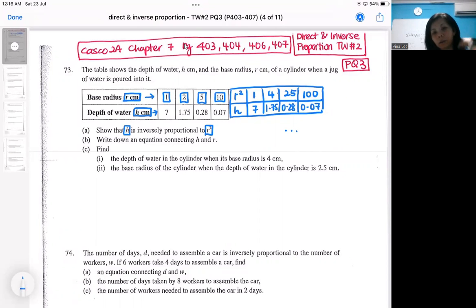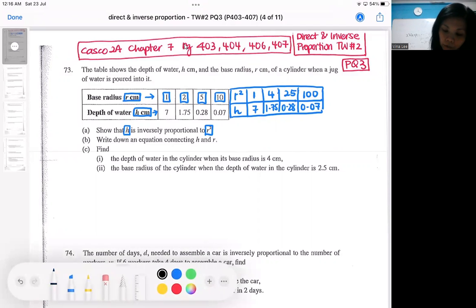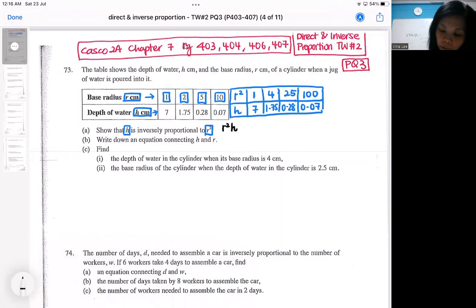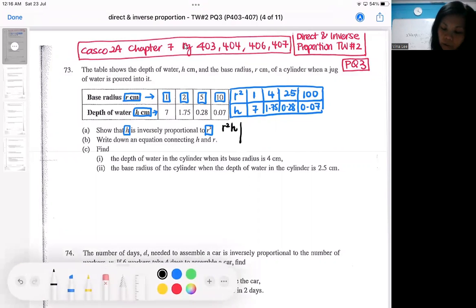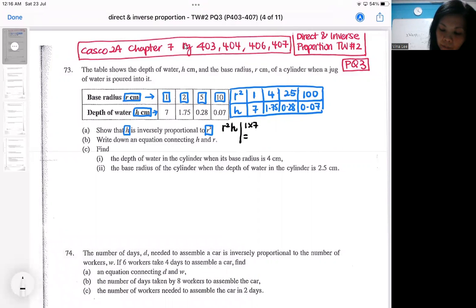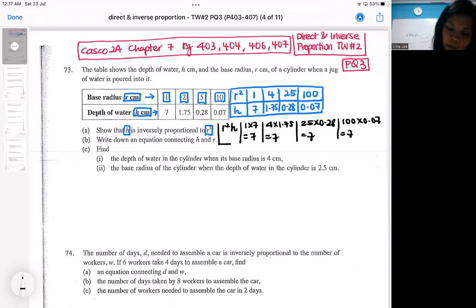So how are you going to check the constant? You're going to multiply for every situation. So look carefully, you're going to multiply for every situation. R squared times H, in this case, is 1 times 7. Then 4 times 1.75. Then 25 times 0.28. So do the same thing. Multiply every one of them, and you're hoping that you get the same constant. So here I'm getting the same constant.